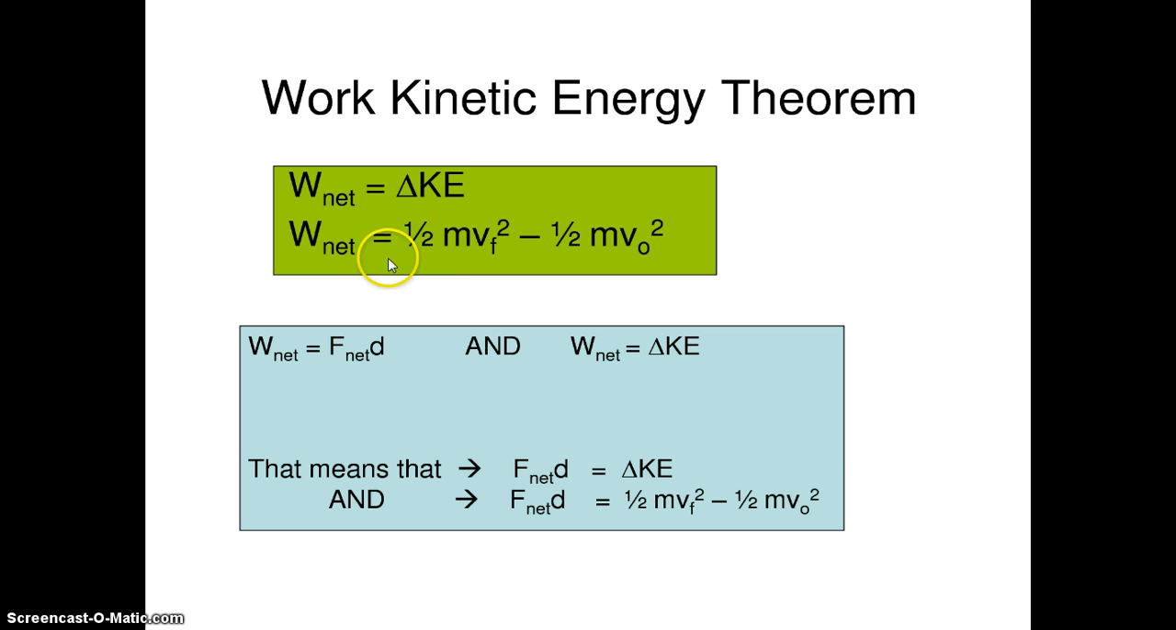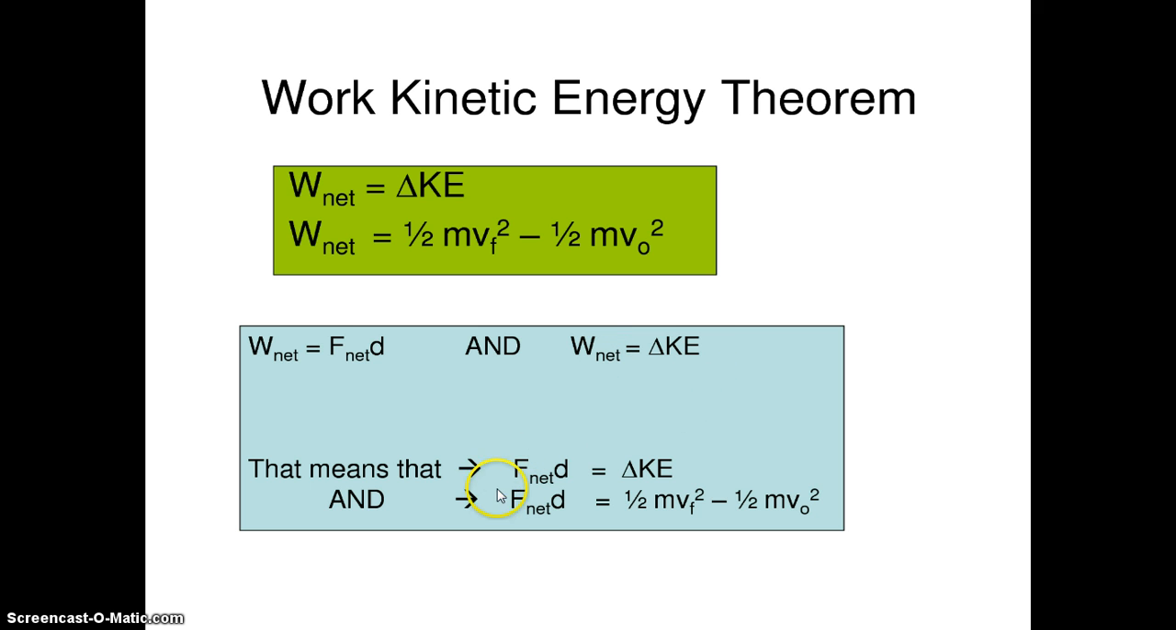So the net work is equal to 1/2 the mass times the final velocity squared minus 1/2 the mass times the initial velocity squared. So this is something that you kind of need to get comfortable with looking at and using and seeing what it actually means. And with that, we will take this a step further as well, and that we know that the net work that's done on an object is equal to the net force multiplied by the displacement that that force works over, and the net work is equal to the change in the kinetic energy.